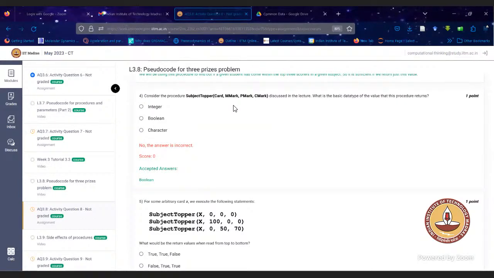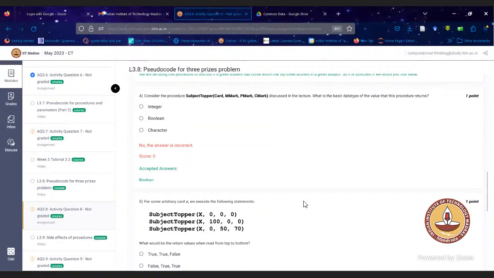In the procedure it is given: if subject topper procedure call, it is a conditional. So it is asking whether the condition is true or false. Okay. So given the information he has provided, if the subject topper is only going to return a value which is true or false, that means it comes into Boolean data type, right? It is neither character nor integer data type. So can you explain once again?